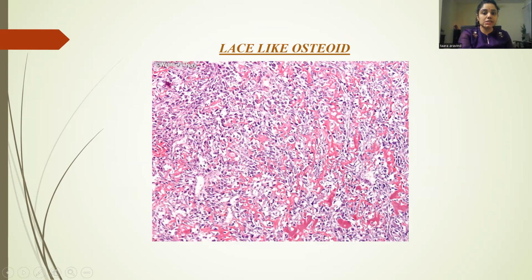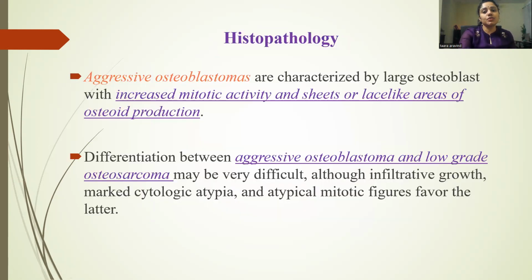When we see such a histopathological picture, it is very similar to that of a low-grade osteosarcoma. In low-grade osteosarcoma also, there is lace-like osteoid formation. Osteosarcoma is a malignant neoplasm, so it's very important to distinguish histopathologically the aggressive osteoblastomas from low-grade osteosarcoma. So how do we differentiate?